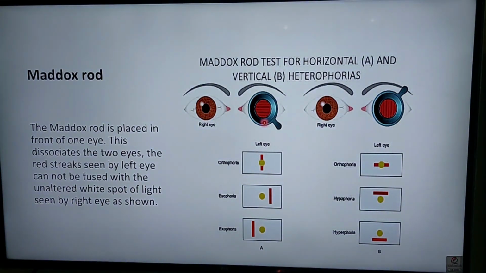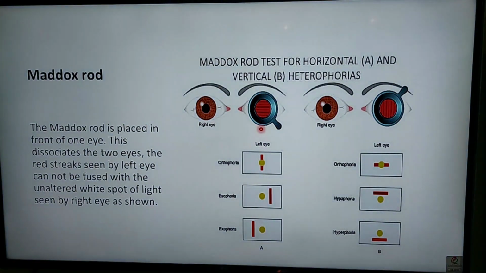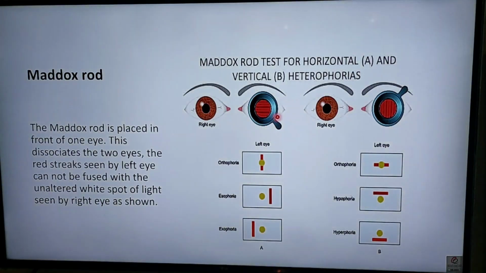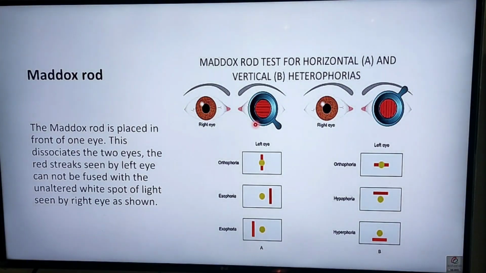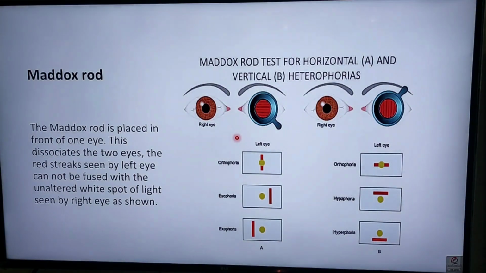So if you consider this eye, the left eye, has an esotropia or an exotropia, the Maddox rod would be, okay, so basically the Maddox rod is a series of cylinders. So if you have horizontal lines over here, and when you shine light into the patient's eye, you would get a vertical line. So what happens is you place the Maddox rod in front of the eye, if there's any esotropia or exotropia, and you shine light into the patient's eye. So this would dissociate the two eyes.